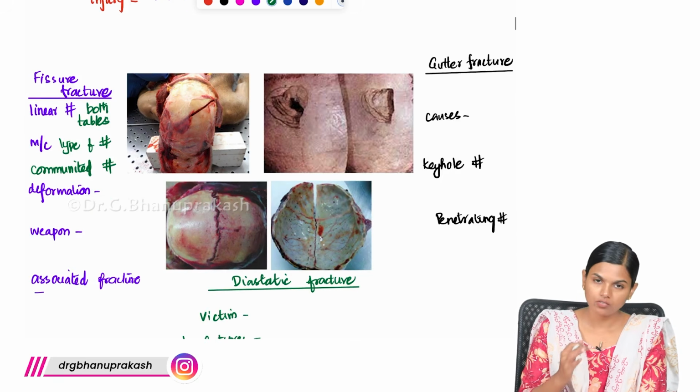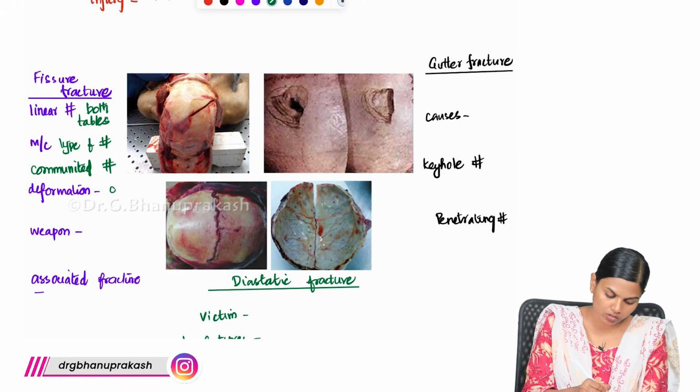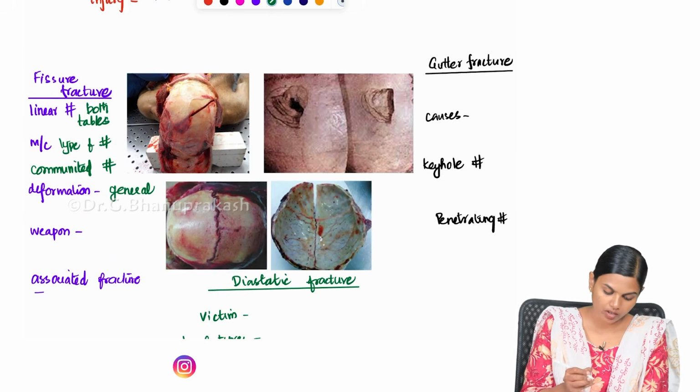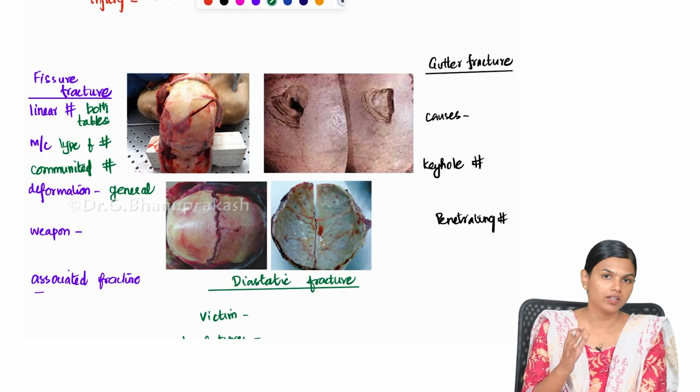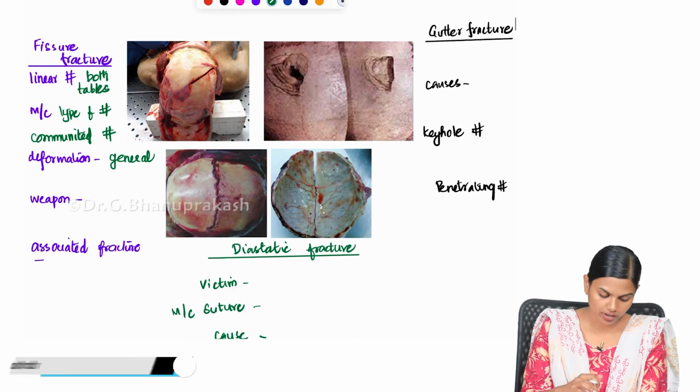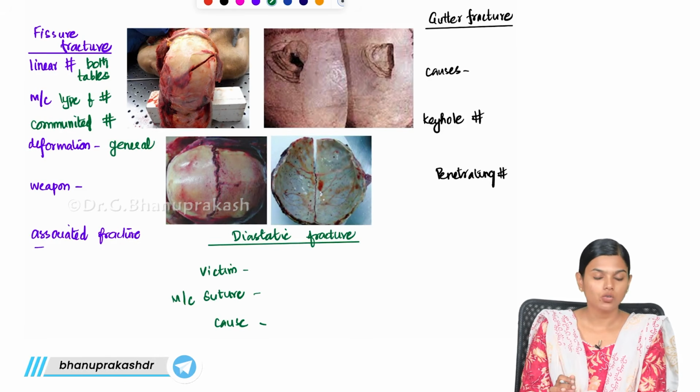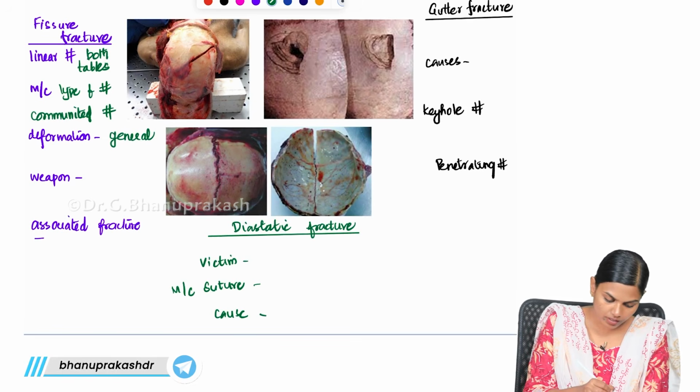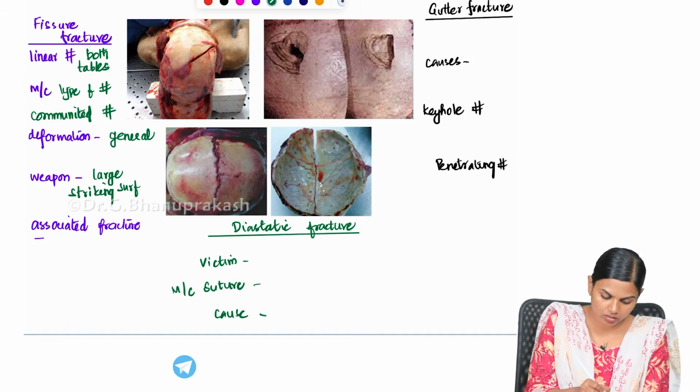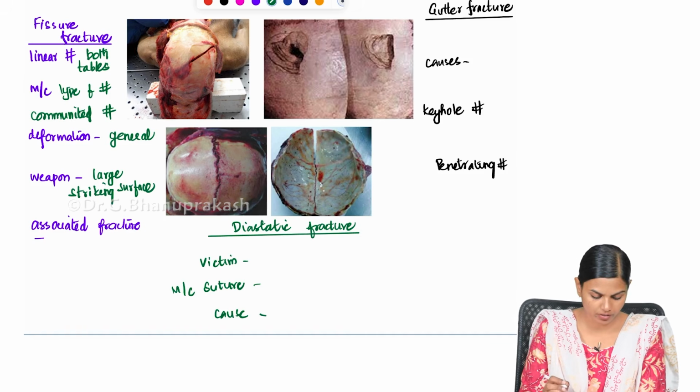This mainly occurs because of general deformation. Because of general deformation, you will be getting this fissure fracture or linear fracture. The weapon that usually causes this has a large striking surface. A weapon with a large striking surface will lead to this fissure fracture and comminuted fracture.